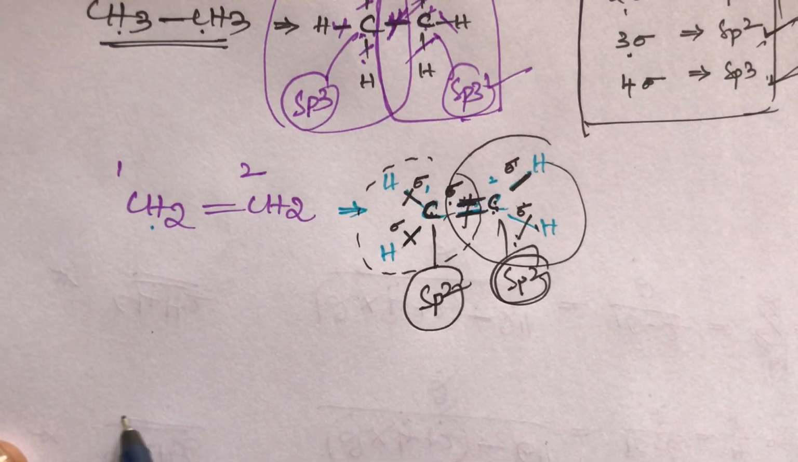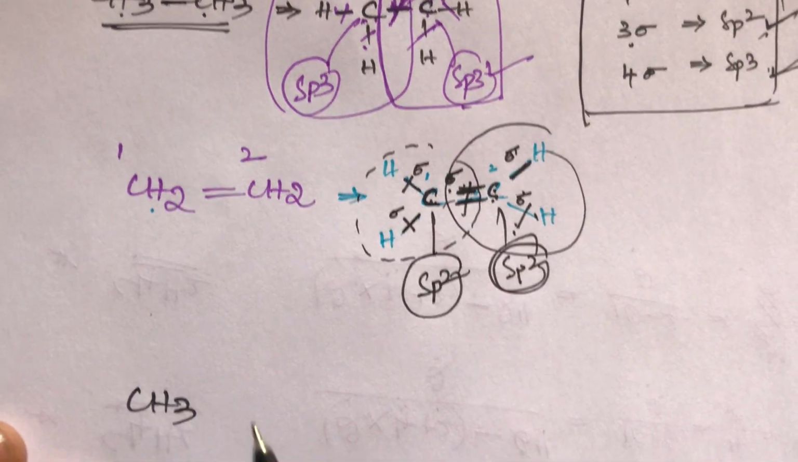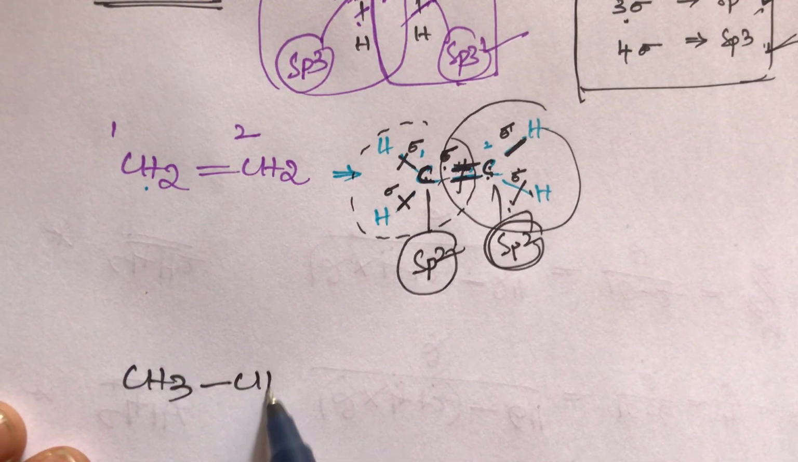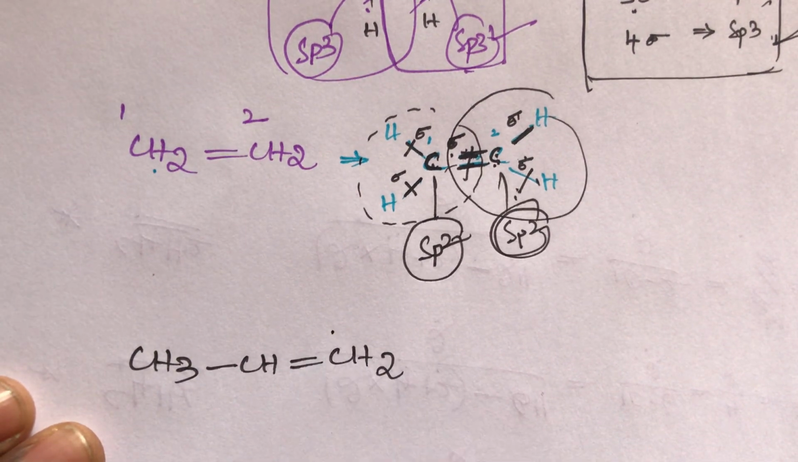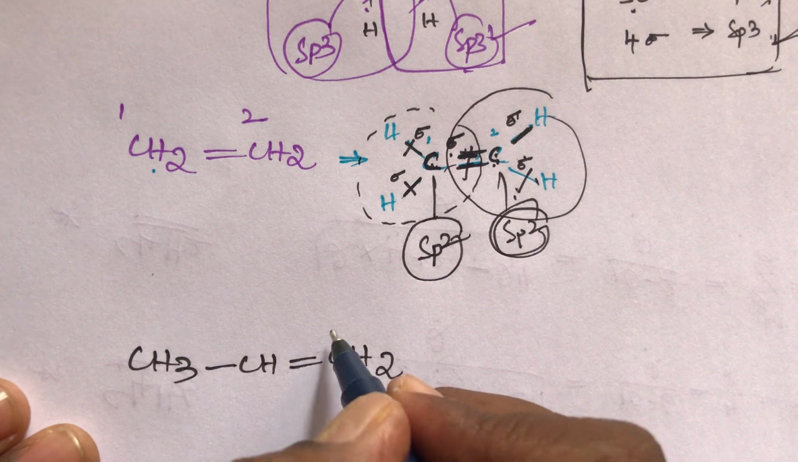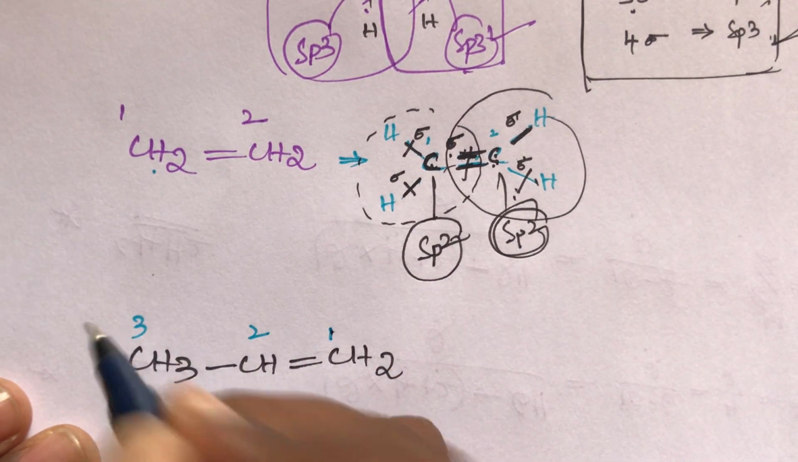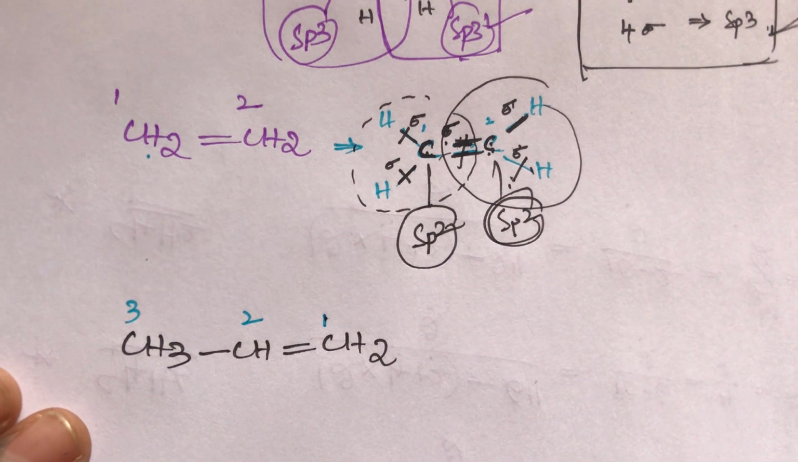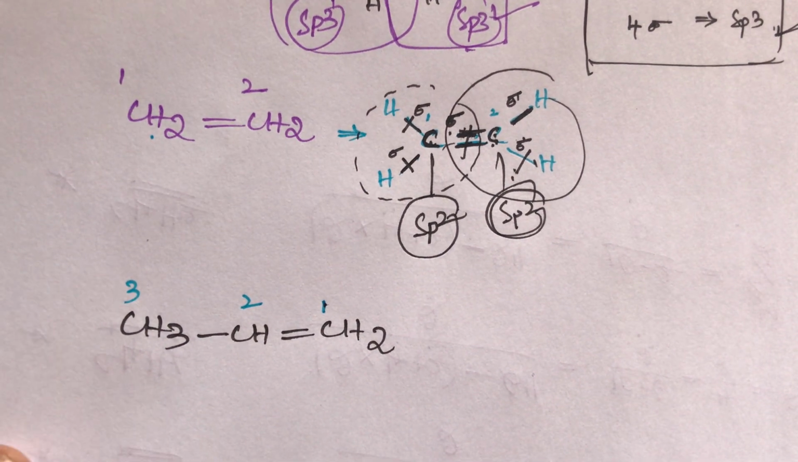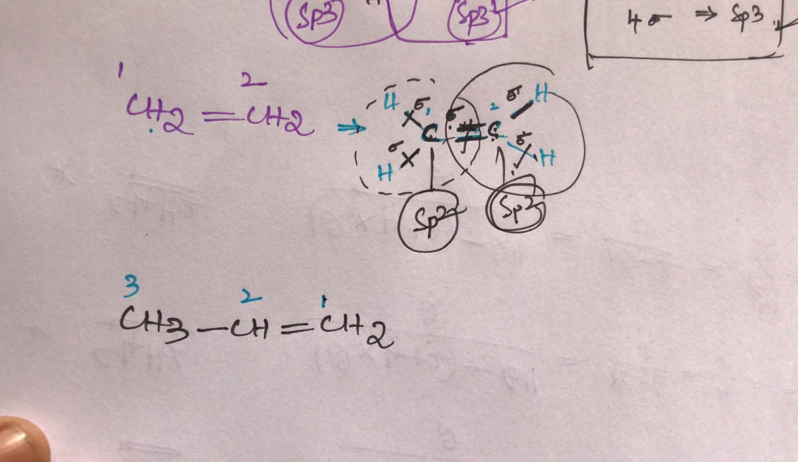Now take one more example, student: CH3-CH=CH2. This is the first carbon, second carbon, third carbon. What is the hybridization of the first carbon, second carbon, and third carbon? So now write the skeleton structure, student. I am writing the skeleton structure.